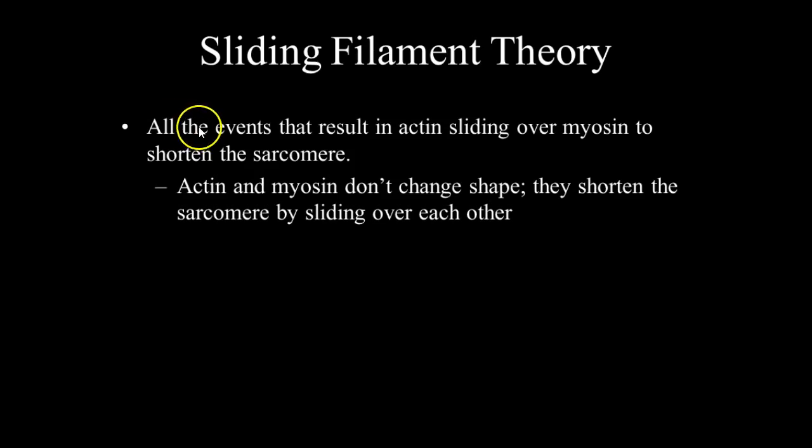So these are all of the events that result in actin sliding over the myosin and basically causing that sarcomere, so that distance between the two Z lines, to shorten. Actin and myosin don't actually change shape, but they slide over each other, and that's where the sliding filament theory, the actin and myosin theory, comes from, and how it ends up being named.